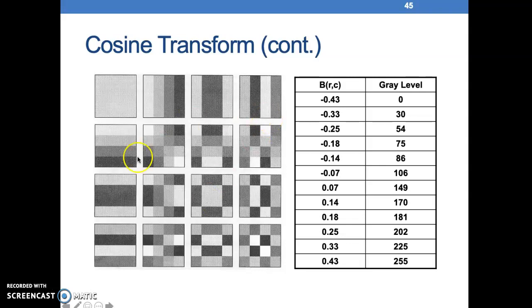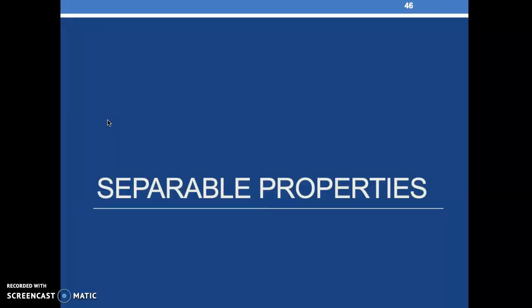So you can generate a basis from 1D. Next is separable properties. If you notice what we have done before, we do the transformation on the IRC with the basis image, so the basis is a matrix. Here, you will use a vector as the basis, where you only have a vector. Vector means it is 1D, compared to the basis image.